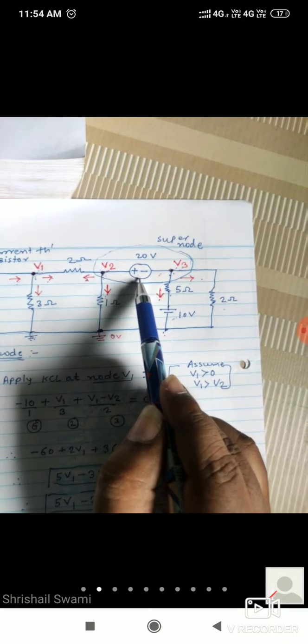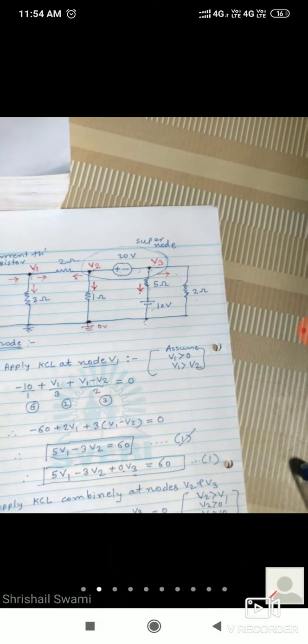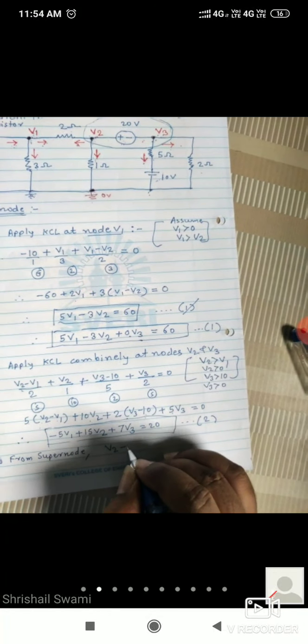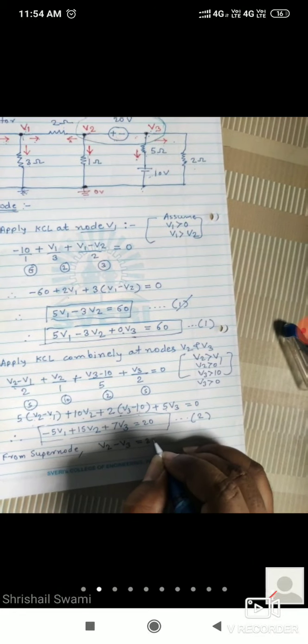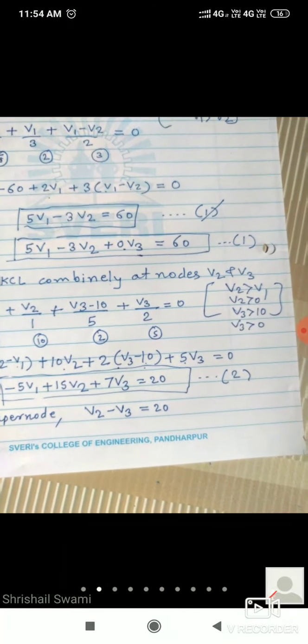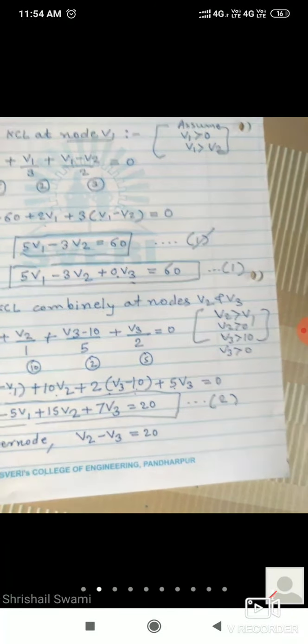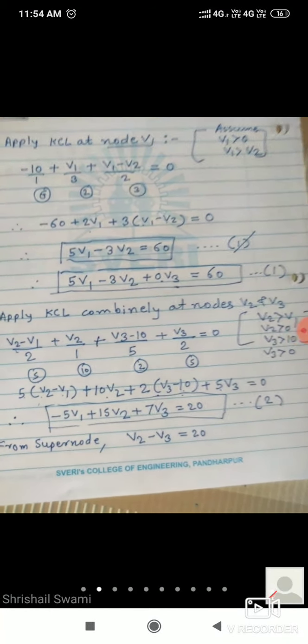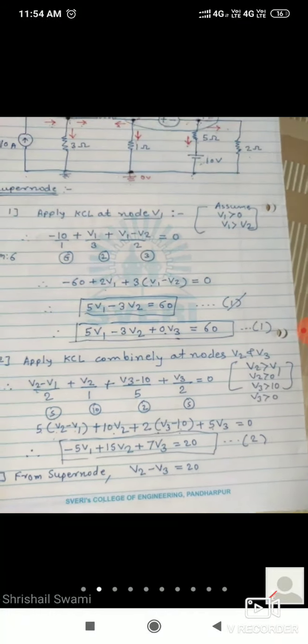So how to find out voltage? What is the definition of voltage? Definition of voltage is the potential difference between 2 points. So what is the value? V2 minus V3 is equal to 20. V2 minus V3 is equal to 20. Why did we take it like this? Because plus is at V2, minus is at V3. So that's why V2 minus V3 is equal to 20. This will be the new equation from super node according to the observation. So V2 minus V3 is equal to 20.